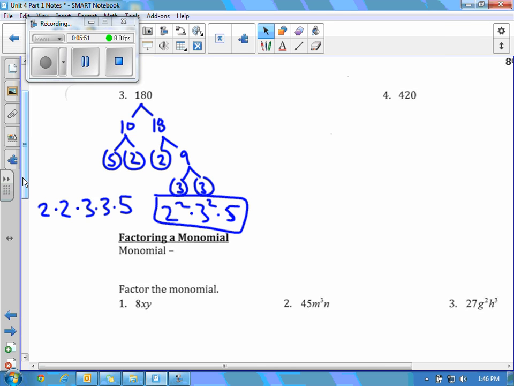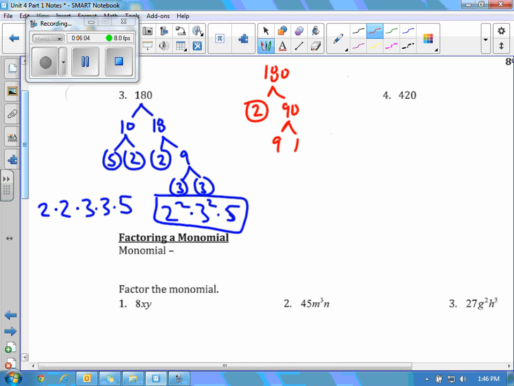Now, just to illustrate that you can pick different numbers, let's say I took 180, I broke it into 2 and 90. So I circle the 2 because that's prime. 90 I can break into 9 and 10. 9 I can break into 3 and 3. Those are both prime. 10 I can break into 5 and 2.